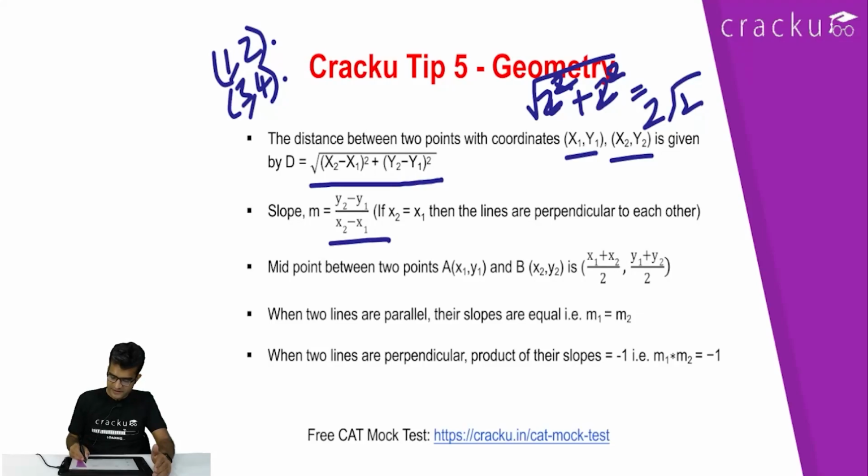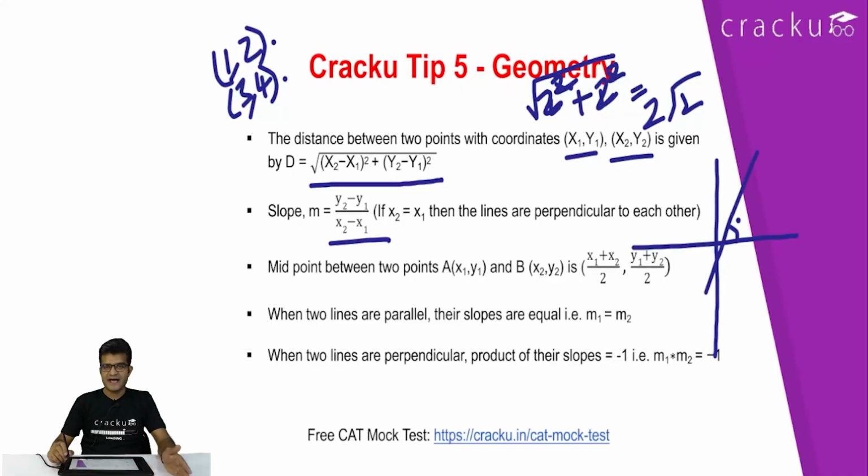So suppose you have the y-axis over here and the x-axis. This angle over here represents the slope of the line. Tan of that angle represents the slope of the line. The higher the slope of the line, the more steep it is. The lower the slope of the line, the rise will be more gradual.